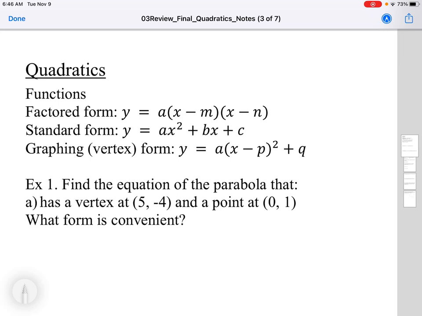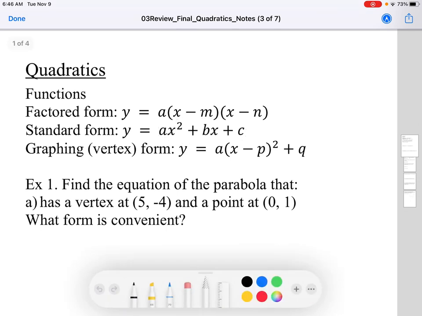Some other key ideas are that we have symmetry. There's symmetry in the factored form in that we can find the vertex in between the two zeros that the factors give us. The graphing form gives us the vertex directly, and the standard form doesn't give us the vertex directly.